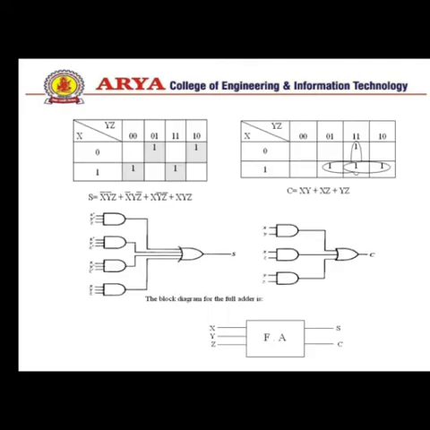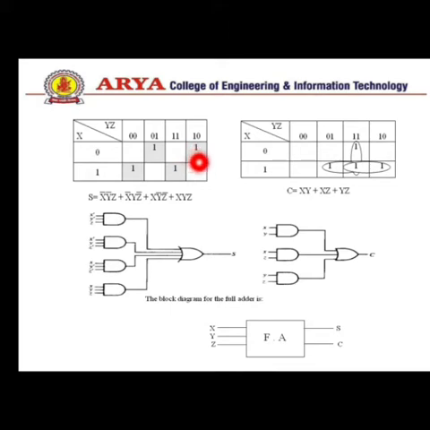After that, we draw the K-map for sum and carry. We only write the one values. We know that when x, y, z is 0, 0, 1, the sum is 1, and when x, y, z is 0, 1, 0, the value is 1, and 1, 0, 0, the value is 1. So 1, 1, 1, and the value is 1. So we can see that in this K-map we can't group like pair, quad, etc.